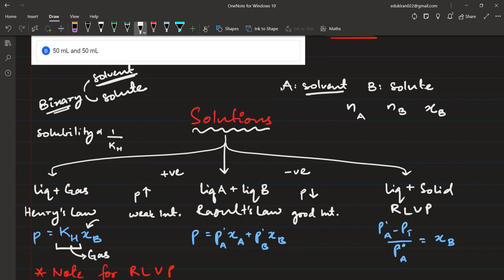If the pressure is already high, to usko boil karna aasan hoga ya difficult hoga? Will it be easier to boil or difficult to boil? If the vapor pressure is already high, to usko, what is boiling point? First of all, what is boiling point?